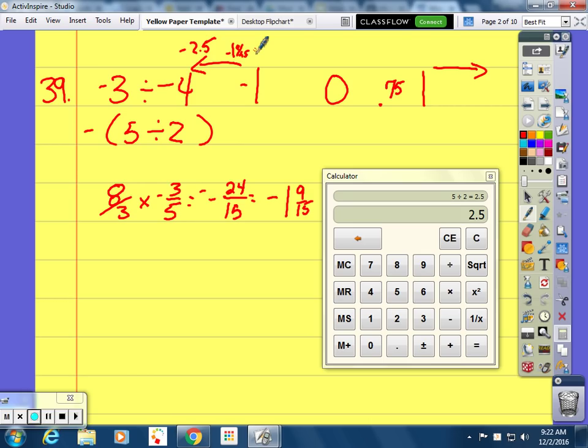Then I've got 2 times negative 7 over 2. Put a 1 over this one. Cancel these. Leaves me negative 7 divided by 1, which is negative 7. Negative 7 is going to be way over here. So that's less than negative 1, so I would fill in less than negative 1.